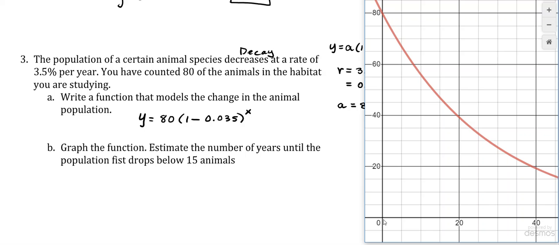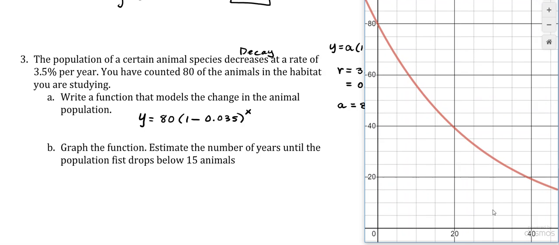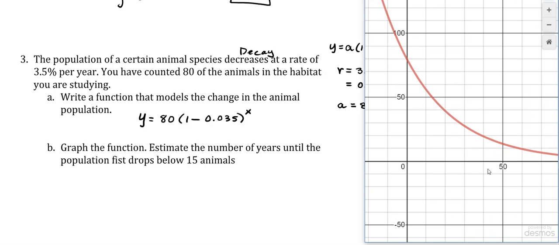So this is the origin, 0, 0. That's the y-intercept, 0, 80. And after 20 years, we have 40 animals. After 40 years, we have 20 animals. And I still need to find 15. Okay, so that's 50. So this is 10, 20. So here in the middle would be 15. Ooh, I guess around 45 years.